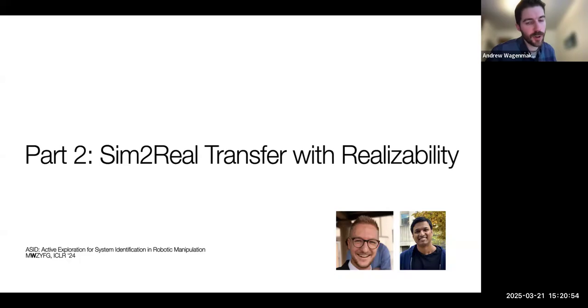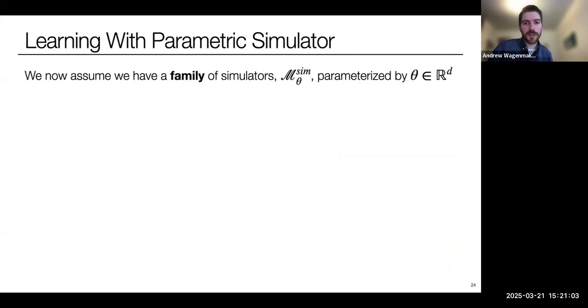Okay, so part 2 is where we make a stronger assumption on the simulator. What we'll assume here is that we don't just have a fixed simulator, we have a parametric simulator, and it can be parameterized by some theta in R^d. Theta could be something like unknown friction coefficients or unknown mass of objects. We're assuming theta is not super high dimensional, it's a relatively low dimensional set of parameters that can model some aspects of our real world.